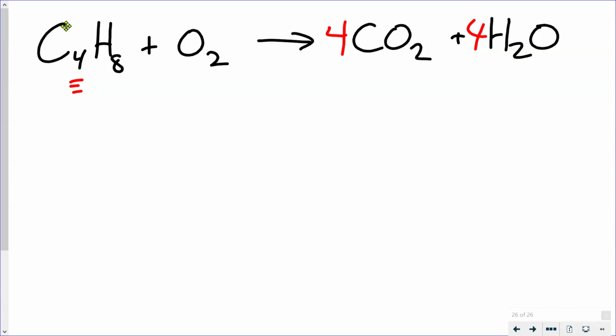CO. Wait, so this is oxygen and 4 carbon. Oh, yeah. So oxygen is 2. 4, 6, 8. So 2 for 7 is also going to be 4.